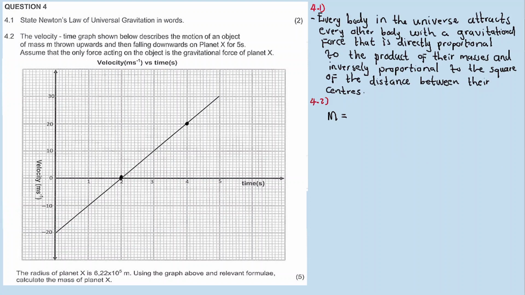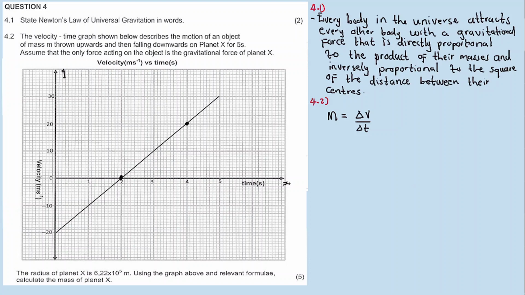So the gradient is equal to the change in velocity divided by the change in time, or the change in y divided by the change in x. So this is y, this is x. That's why I need the change in velocity over the change in time. So the gradient is the acceleration, and the acceleration we calculate is the gravitational acceleration. Once we have the gravitational acceleration, there's a formula we can use for calculating the mass of the planet. In a moment, let's calculate the acceleration here.